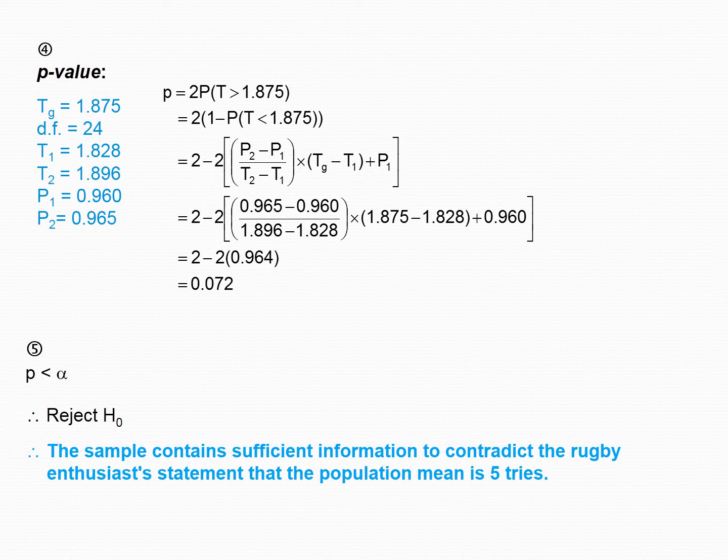If you compare that to your significance level, p will be less than alpha, so we can reject the null hypothesis according to our decision rule. So we can draw the conclusion that the sample contains sufficient information to contradict the rugby enthusiast statement that the population mean is 5 tries.